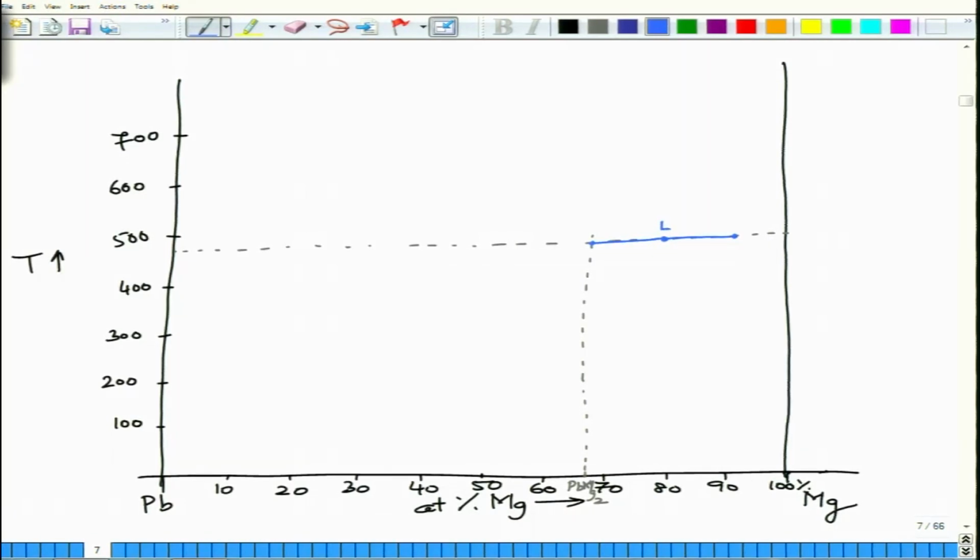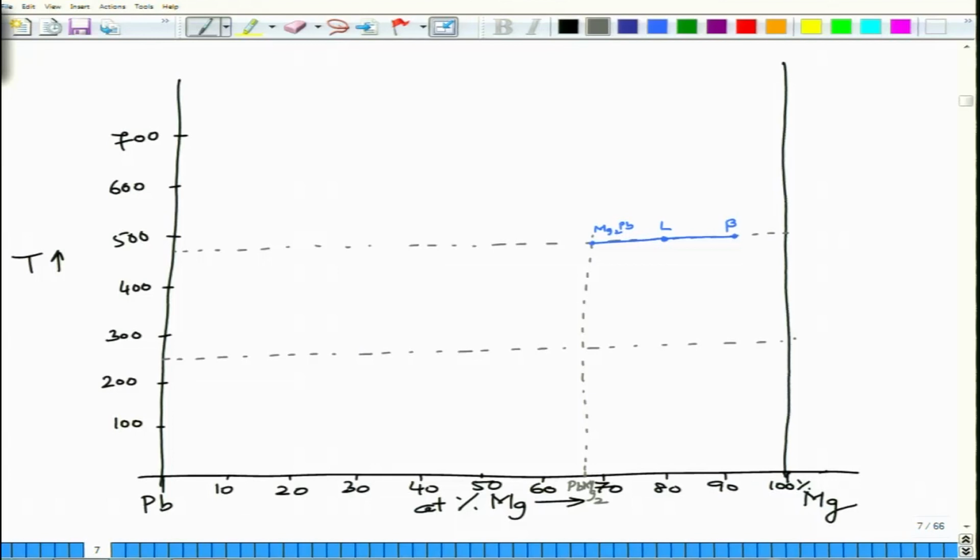So, at this point you have liquid, at this point you have Mg2Pb, and at this point we have beta. All right. The second information is at 250 degrees centigrade. So let me draw a horizontal line at 250 degrees centigrade.